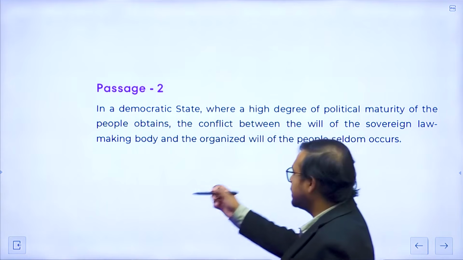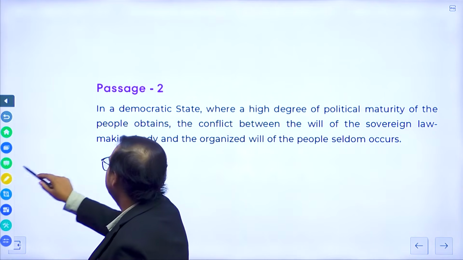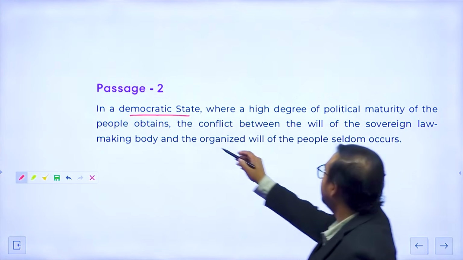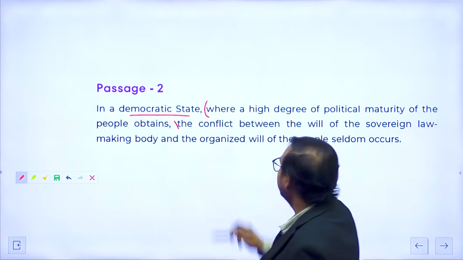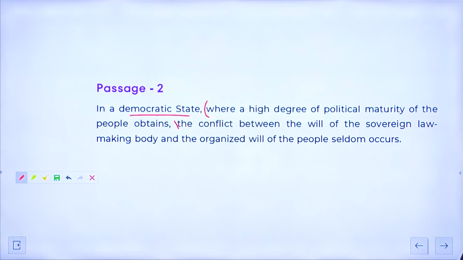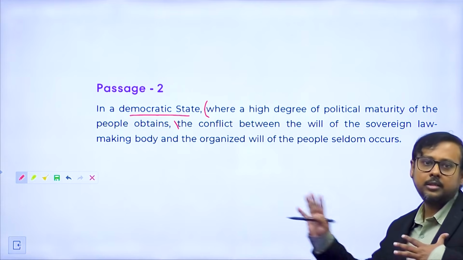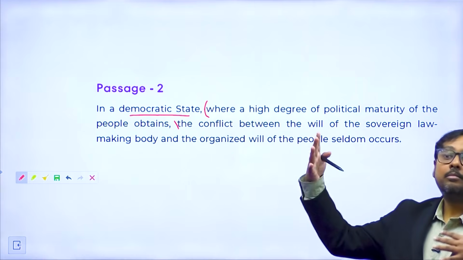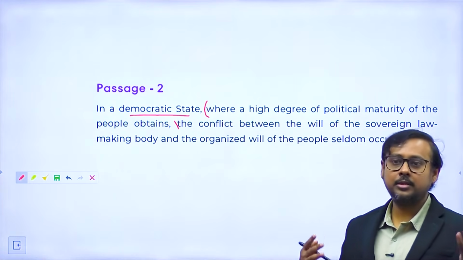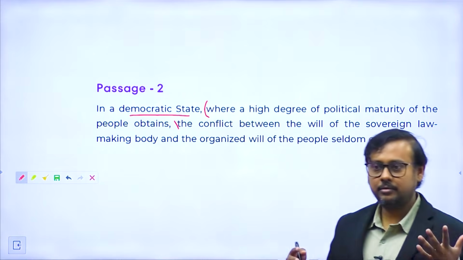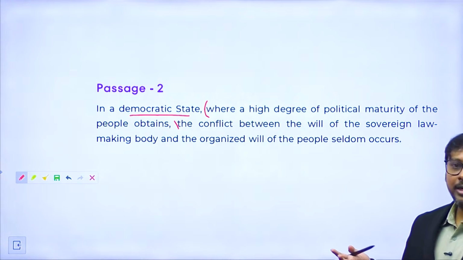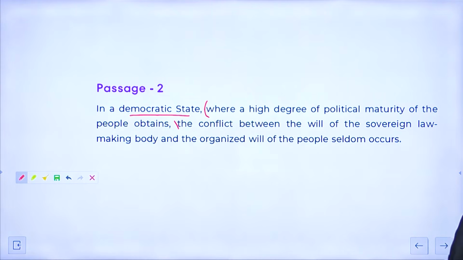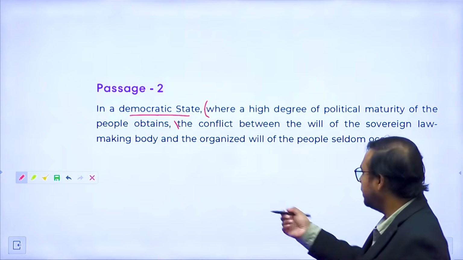So first, it's talking about a democratic state, right? Where a high degree of political maturity, I can break it from here. Where a high degree of political maturity of the people obtains. So what is it talking about? Democracy, and then what is it talking about? Mature and functional democracy. Scandinavia, I'll not say US. Mature it is, but not functional. I can quote India also, but people will raise issue. Scandinavian countries, right? Then let's see here.